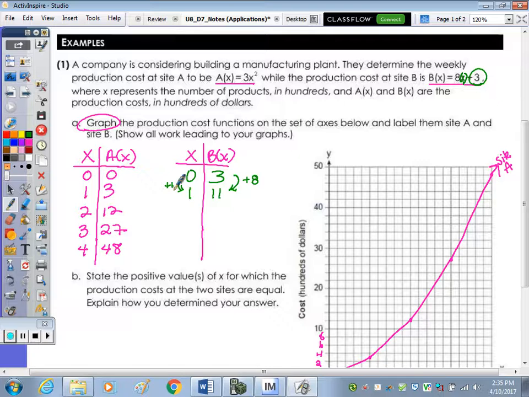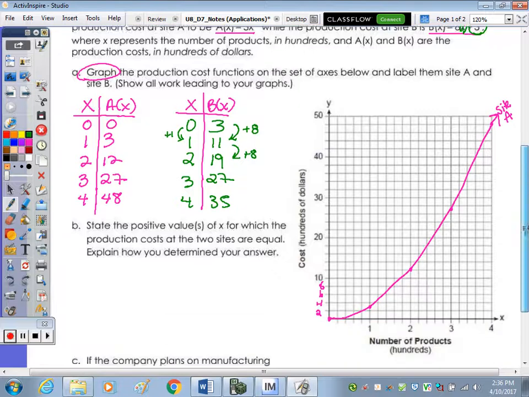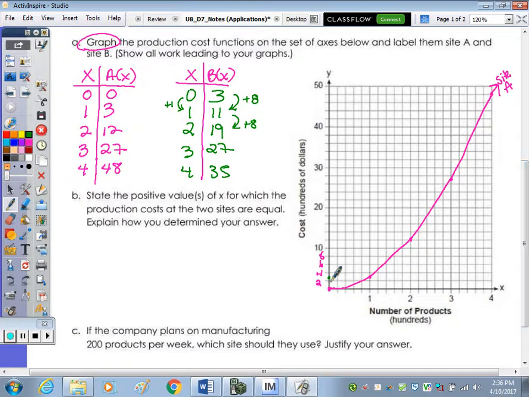So then if we continue the pattern, when x is 2, add your 8 and you get 19. Then x is 3, 27, and then 4, 35. So let's graph that. And you should use a straight edge, but I'm just going to sketch it. No, I'll use the line tool since I didn't do a very good job.